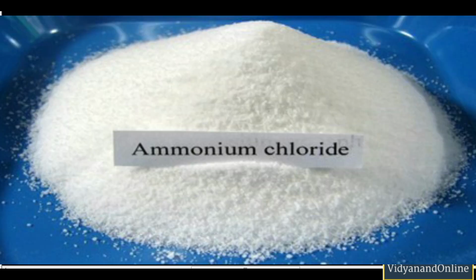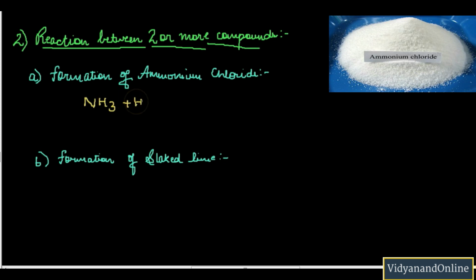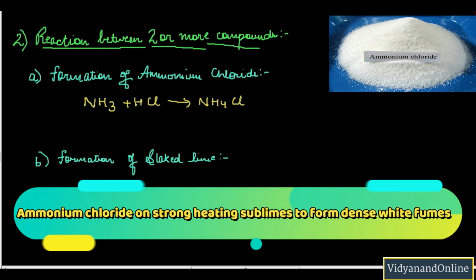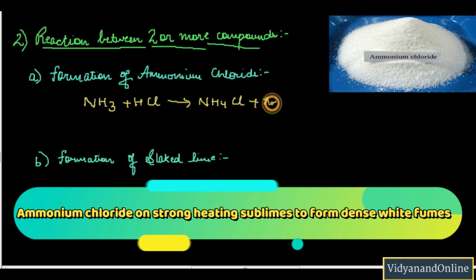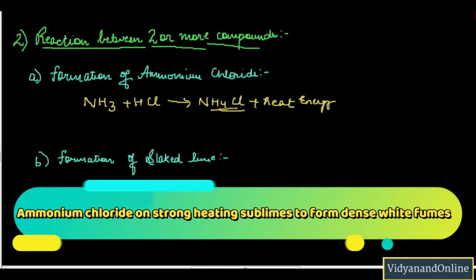Now in this part, two or more compounds react in order to form a single product. The first is formation of ammonium chloride. In this, ammonia, which is NH3, reacts with hydrochloric acid in order to form ammonium chloride. The formula of ammonium chloride is NH4Cl, along with the liberation of heat energy. This ammonium chloride is basically dense white fumes.